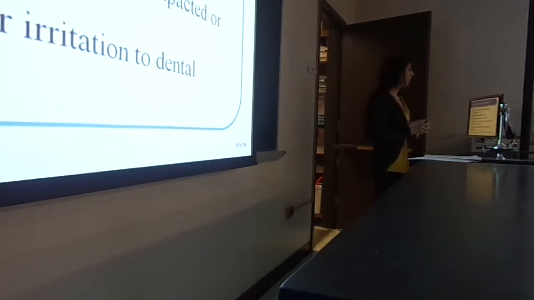So centric occlusion is important because it creates proximal contact between the neighboring teeth. It protects the interdental papilla, and it stabilizes each tooth in the arch. If the contacts are open, food gets impacted or stuck in between the teeth, and it leads to trauma or irritation to the dental papilla. So if there's a gap between your teeth and the contacts aren't properly together and food gets stuck in between, it's going to irritate your gums.